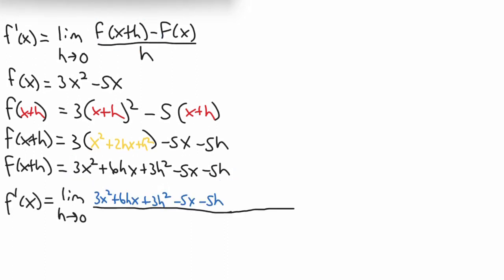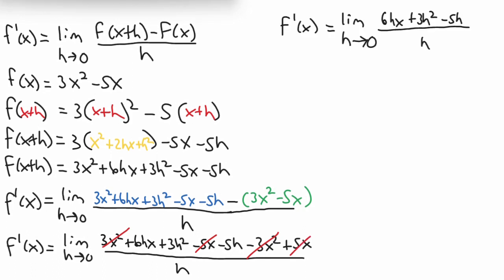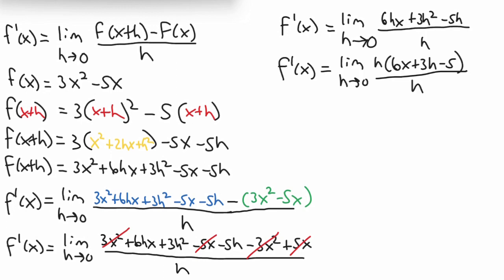From that, we subtract f of x, minus, and I'm going to put that f of x in parentheses since we're subtracting the whole thing, all over h. Simplifying the numerator, we get this, multiplying that negative through the 3x squared minus 5x, and we get the 3x squared and the 5x's to cancel. Simplifying a little bit, we get this. Now let's factor an h out of the top. Now we can cancel the h's. Simplifying some more, we get this.